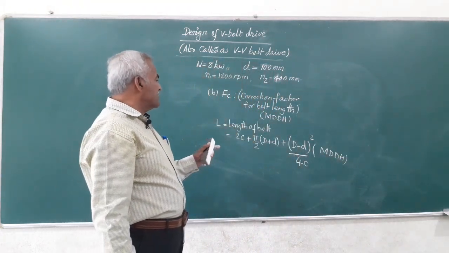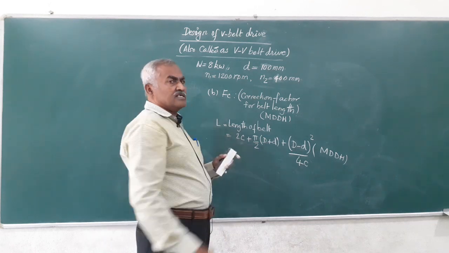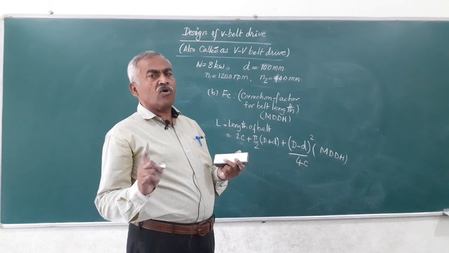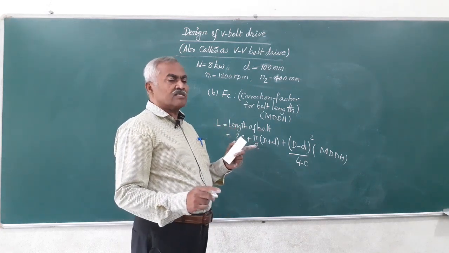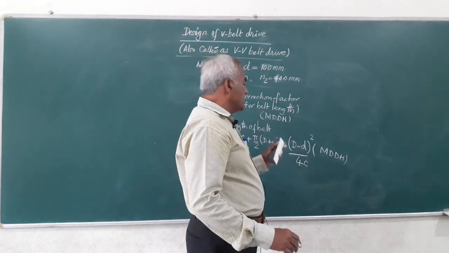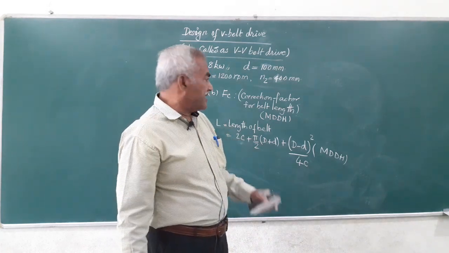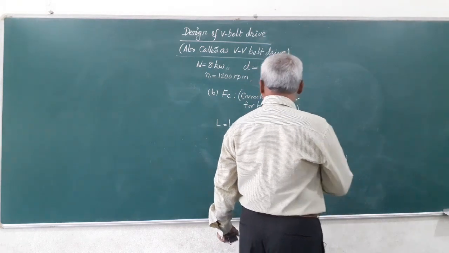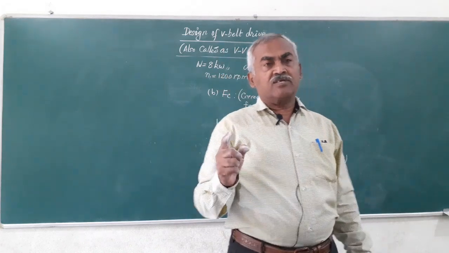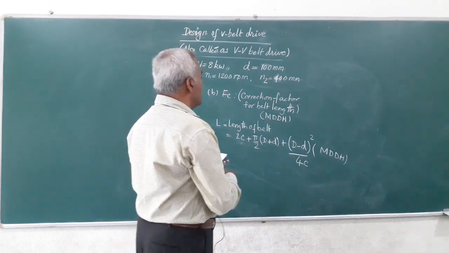Friends, what are the terms involved in this equation to obtain the length of belt? One is C, the center distance. Again I would like to tell you, the center distance of these pulleys, or distance between the centers of pulleys, may be given or not given. If it is given, use the value given in the data. If not given, how to find out? Friends, remember, whenever C is not given, you have to find two values of C: one is the maximum value, one is the minimum value, and adopt an average value.